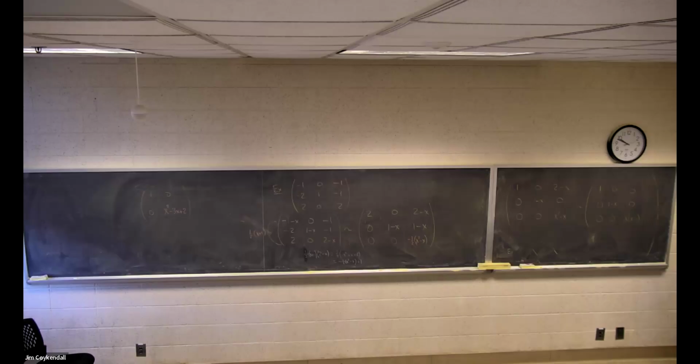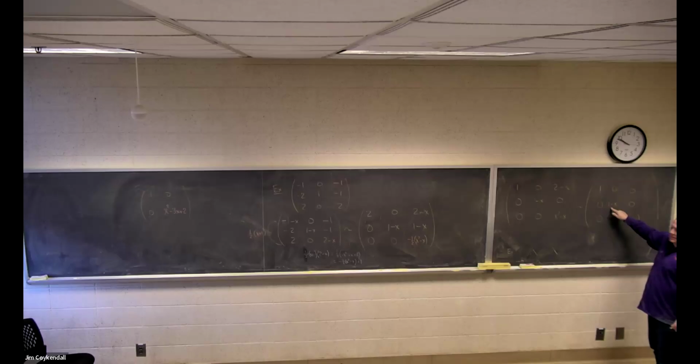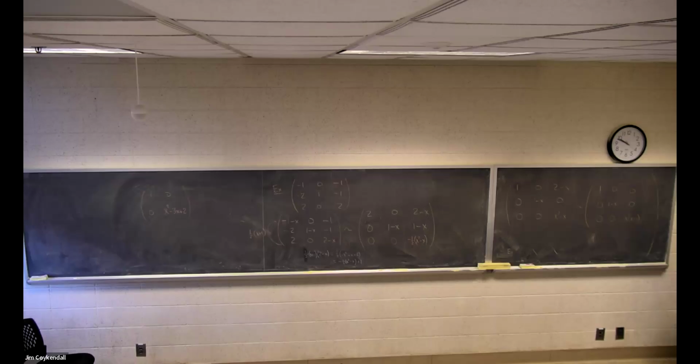So what did I do in this case? My invariant factors are 1 minus x and x times x minus 1. My characteristic polynomial should be x times x minus 1 squared. All right, that's the characteristic polynomial. The minimal polynomial is this. Notice I've got a factor of x here, so that means I've got an eigenvalue of 0. Which is good.